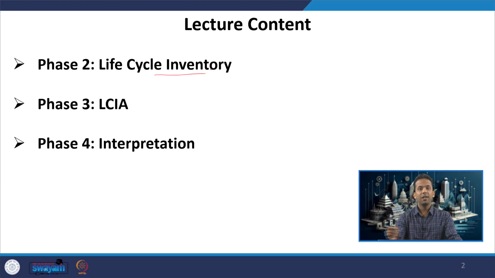Welcome all of you. Previously we started with life cycle assessment and completed the first phase of LCA, that is goal and scope definition. Now, in today's lecture we will cover the remaining 3 phases, that is phase 2 of life cycle inventory, phase 3 life cycle impact assessment and phase 4 interpretation of results.